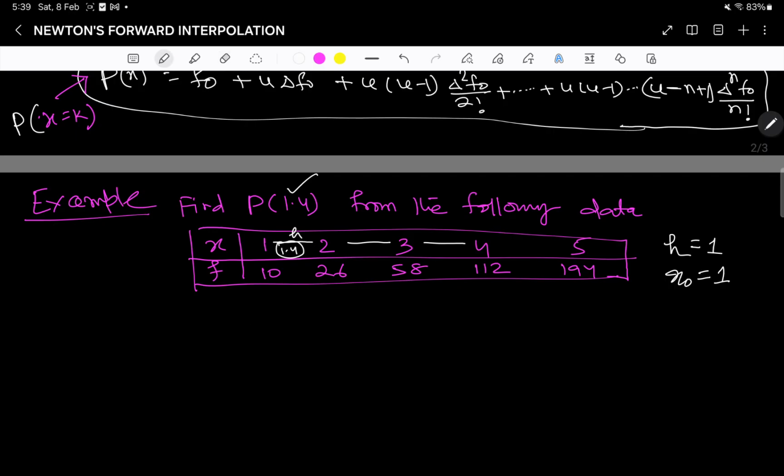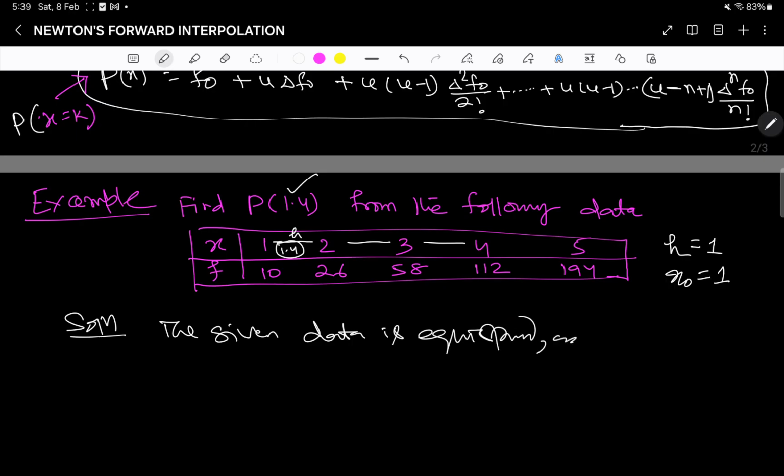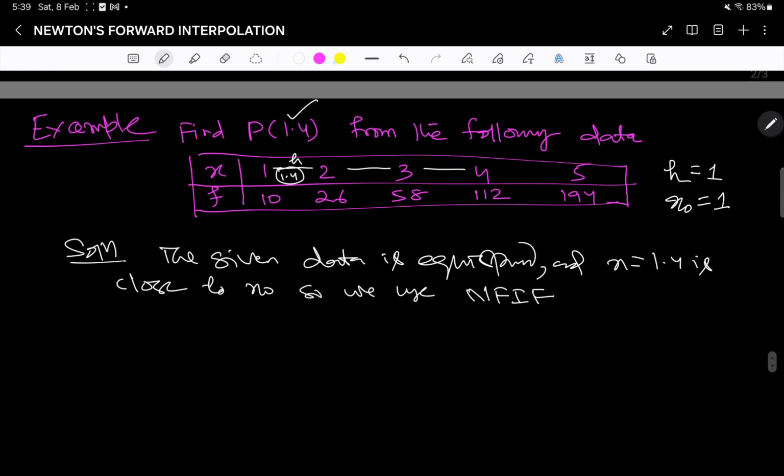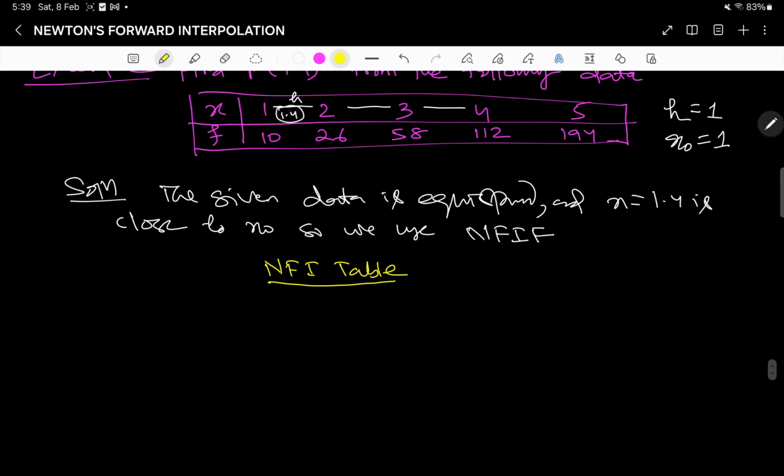Coming to the solution, the given data is equispaced and x equal to 1.4 is close to x0, so we use the Newton forward interpolation formula. Before that you should know this table. The Newton forward interpolation table is most important to know, likewise the divided difference table. So the table is like this.